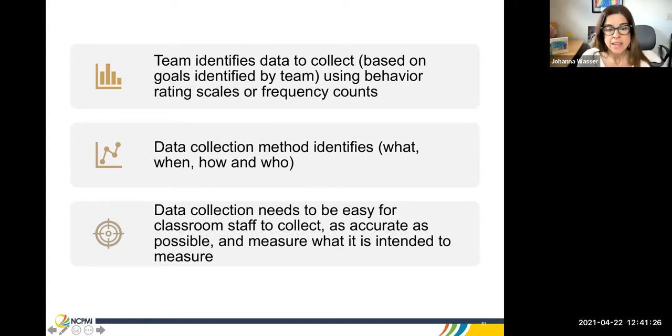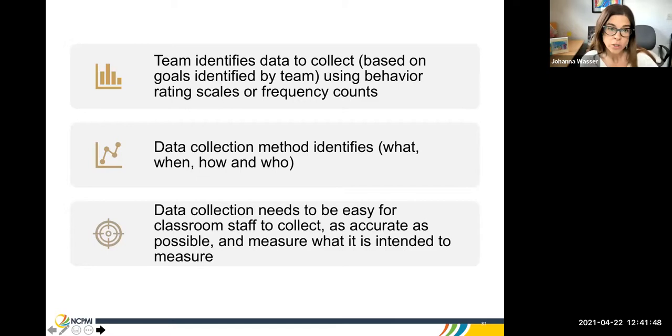And then as a team, you decide what that's going to look like. As a team, you decide what are you going to measure? Are you going to measure intensity? Are you going to measure frequency, duration? Depending upon what that behavior is, you will make your mind up. So it's nice that we're not telling you, oh, this is what you have to do.